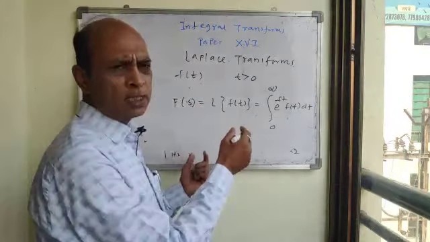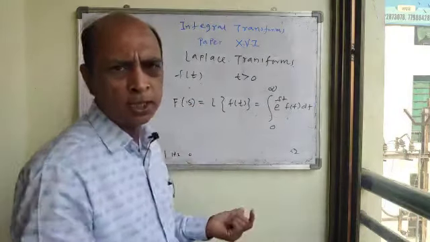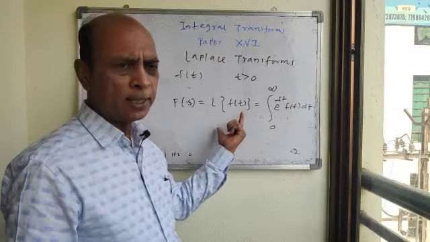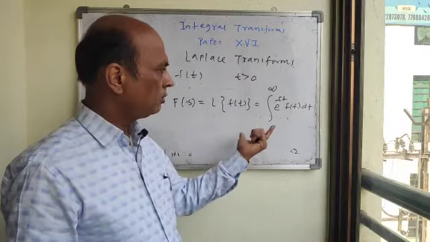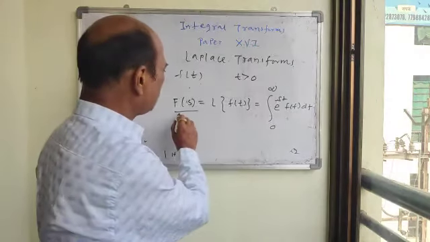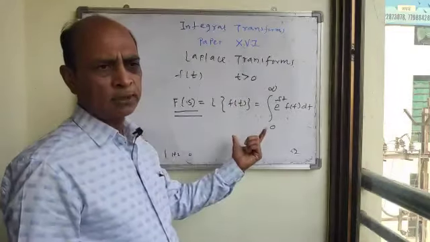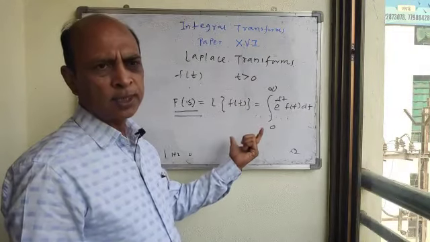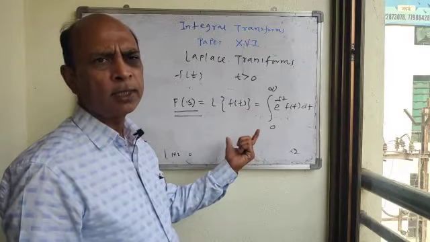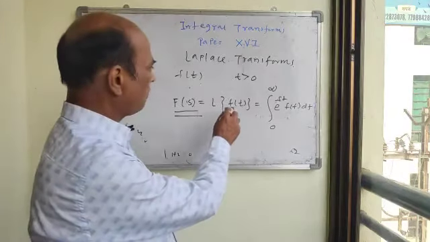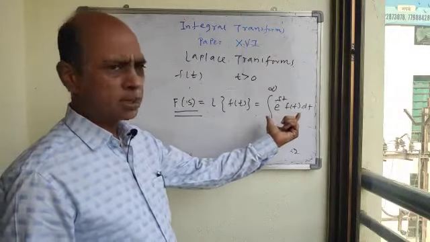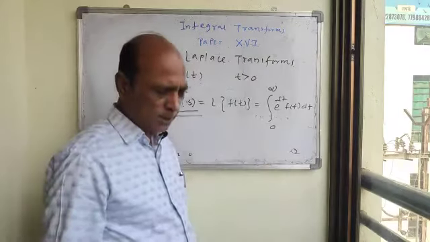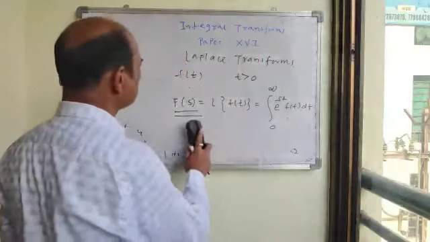Capital F of s means we are changing our function from t to s, because our original function is a function of t, and after integrating we convert it to a function of s. So this definition is very useful. By using this definition, we can find the Laplace transform of various functions. L of f of t is the integration from 0 to infinity of e to the power minus st f of t dt. We have to solve this integration, and after that we will get the Laplace transform of the function.